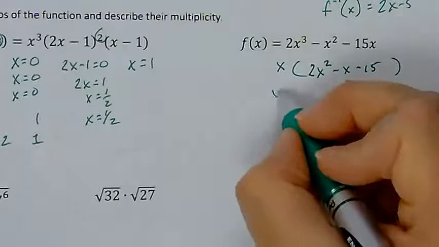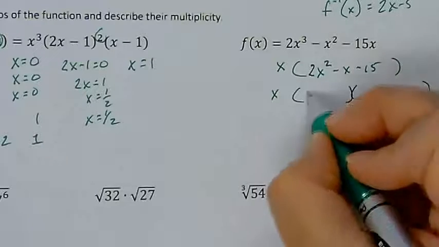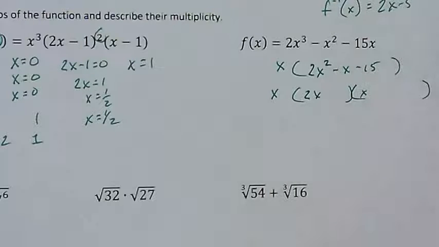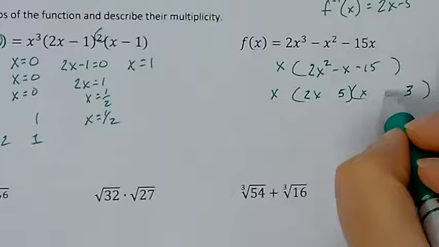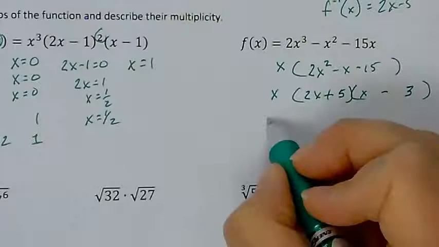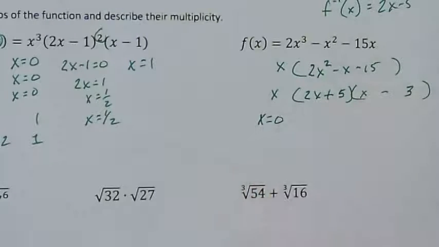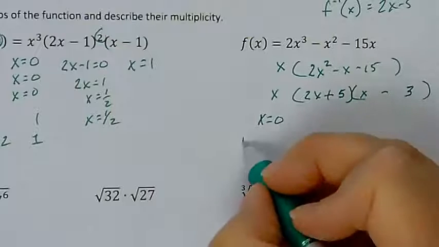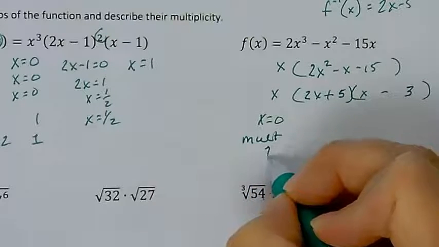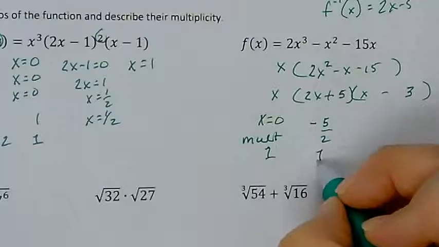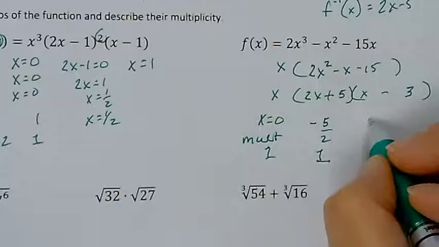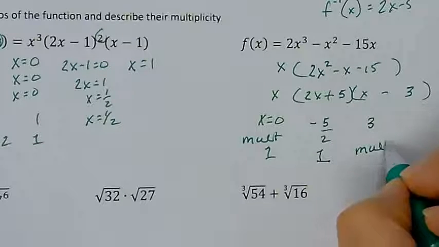I'm going to factor this again. 2x and x. And let's see here. I think if I put a 3 here and a 5 here, minus 6 plus 5. So I could say x equals 0 is one factor. So 0 has a multiplicity of 1. This would be negative 5 halves with multiplicity of 1. And here the 0 would be 3 with multiplicity of 1.